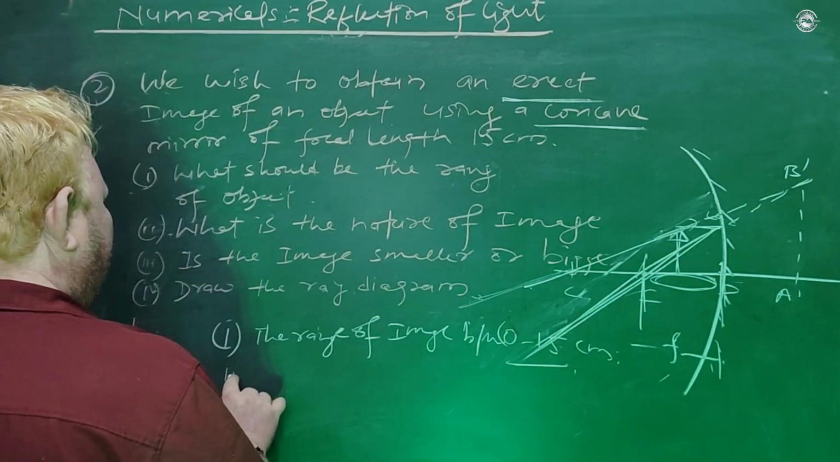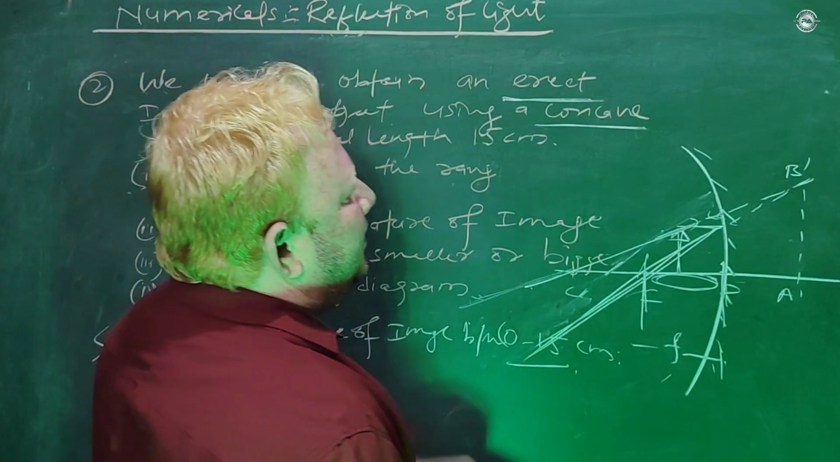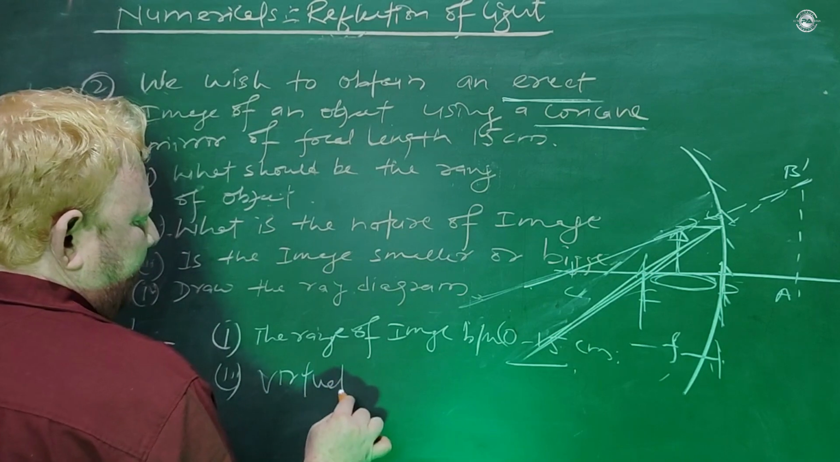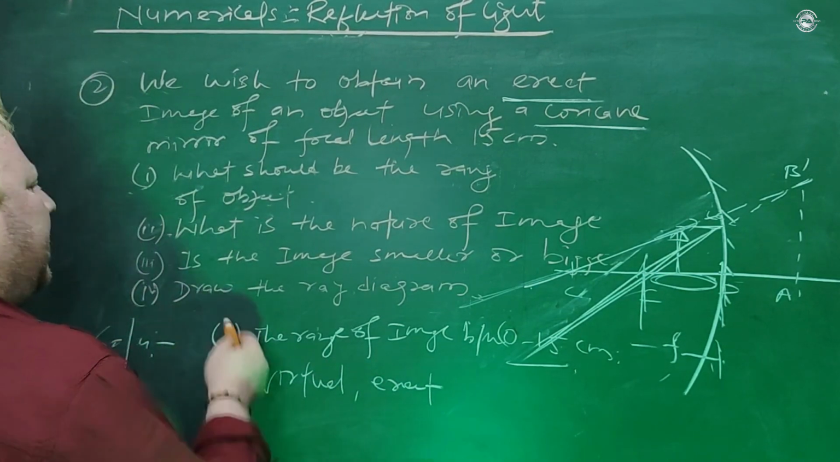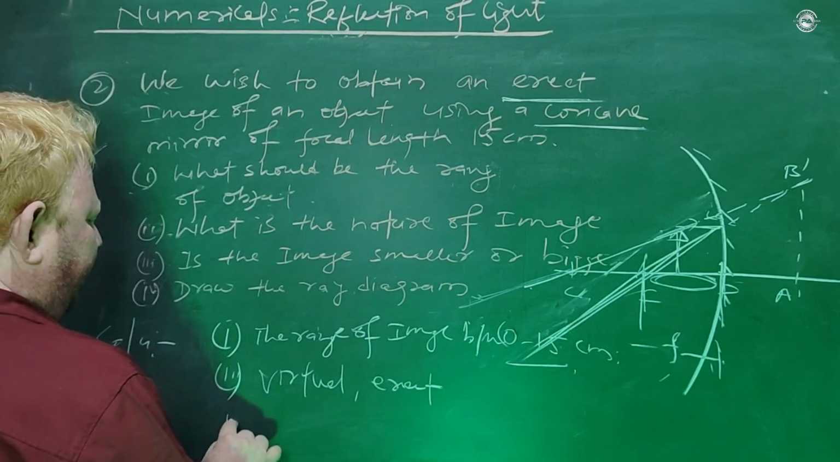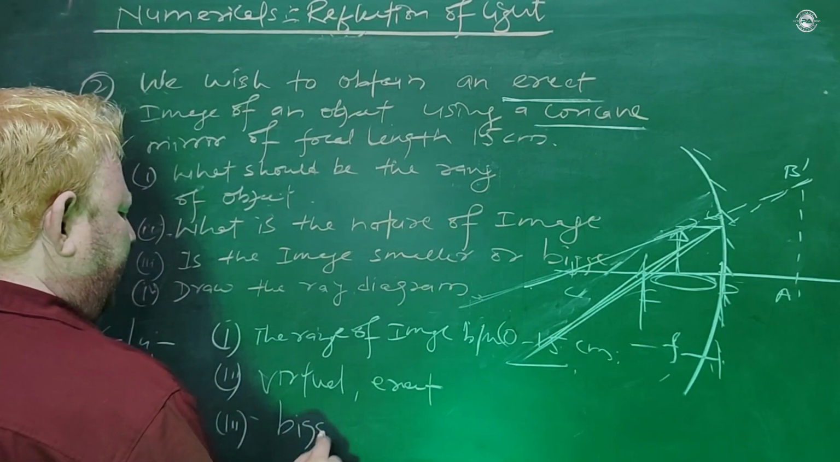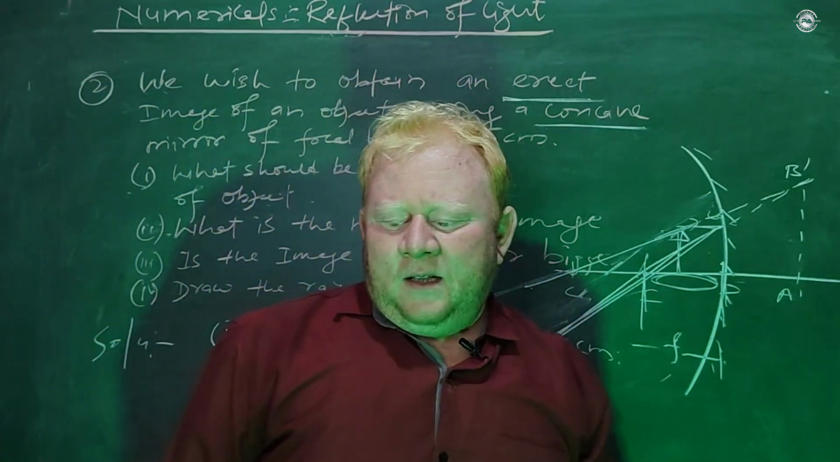Okay. Number 2. The question is, what is the nature of the image? The nature of the image will be virtual, erect. Is the image smaller? You can see the image is bigger. It is bigger. Draw the ray diagram. This is the ray diagram, right?